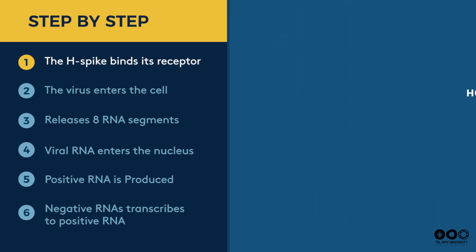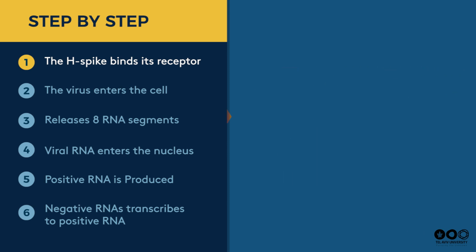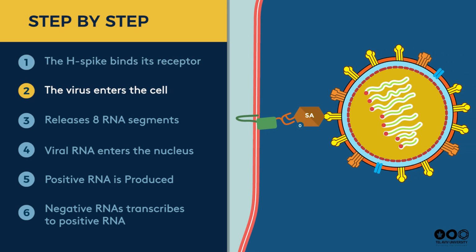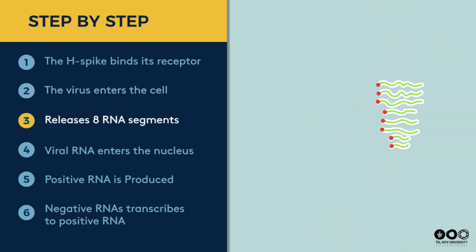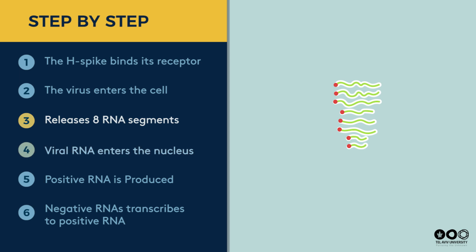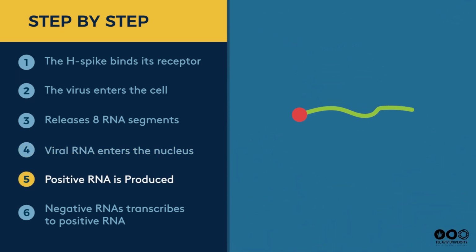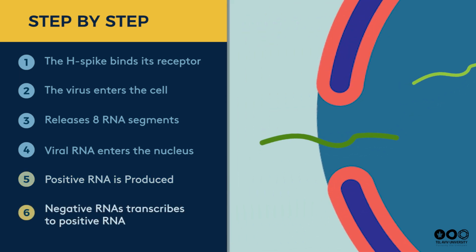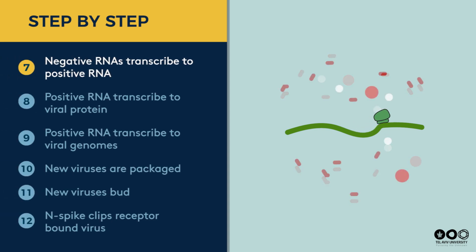The receptor for flu is a sugar called sialic acid, present on the host cell. Now, when the H spike binds to its receptor, the virus is able to enter the cell and release its 8 RNA segments into the cytoplasm. The viral RNAs then make their way into the cell nucleus where they can replicate. Remember, flu has a negative strand RNA. These must serve as templates to produce positive stranded RNA. The positive RNA can then be translated into viral proteins on cytoplasmic ribosomes.